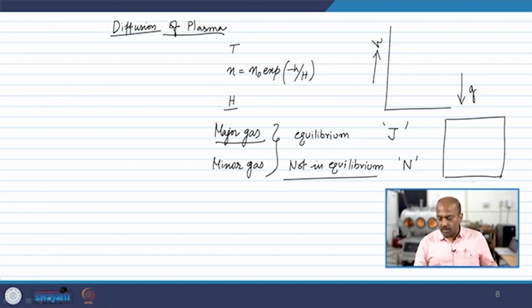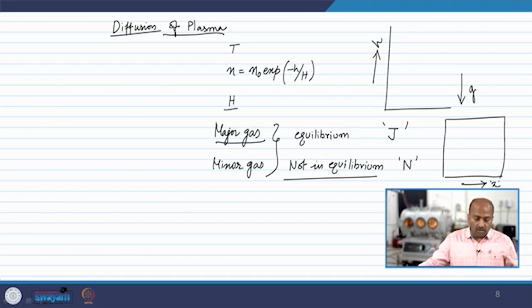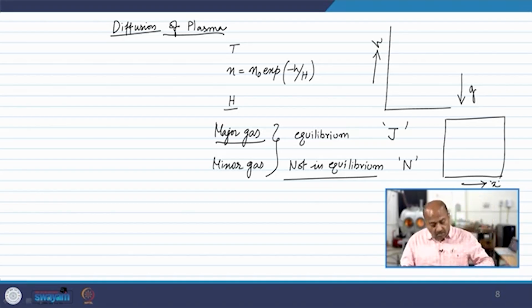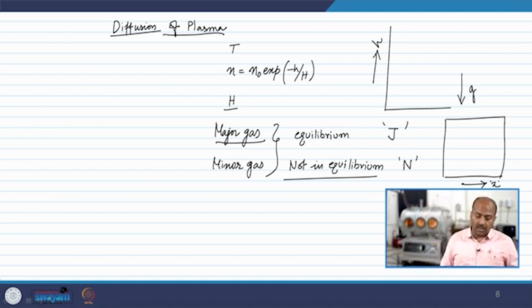Let us say we confine ourselves to one direction, which is x. Okay. So, wherever you go along x, you will find an equal number of constituents of the major gas per unit volume. But the minor gas is not in equilibrium and is distributed as if there is a gradient in its concentration. So, dN by dx is positive along the x direction.